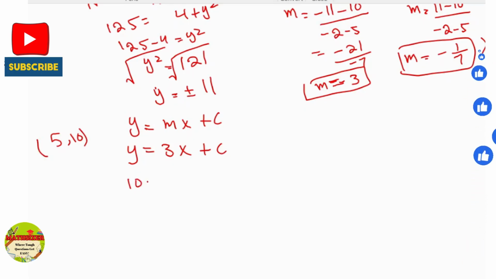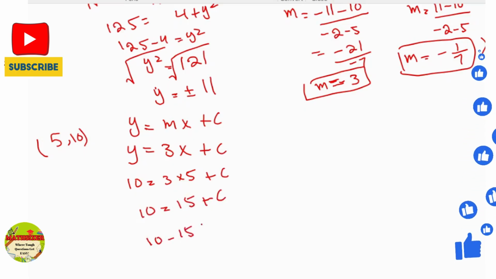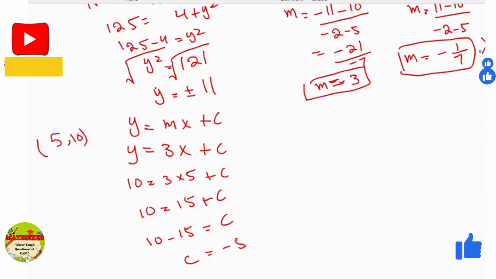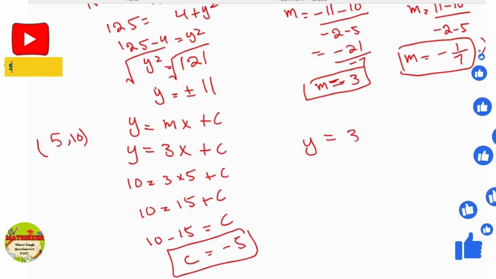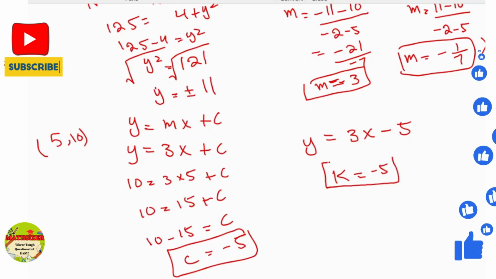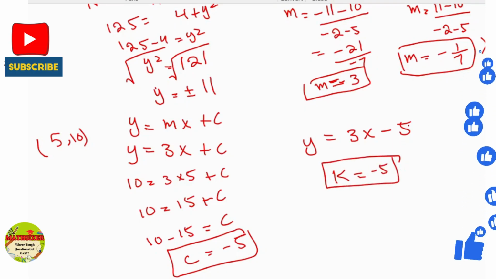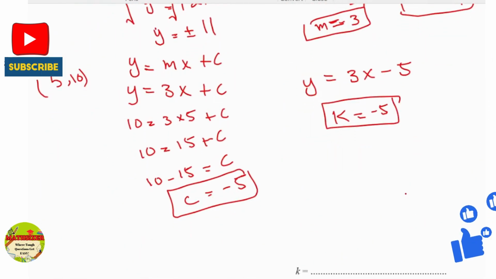So the y value is 10. 3 times 5 plus c is equal to 10, so 15 plus c equals 10, and 10 minus 15 gives c equals -5. So our y-intercept is -5. The equation of the line becomes y equals 3x minus 5. So the c value is -5, which means the k value is -5. This is our y-intercept, and this is the final answer to this question: find the value of k. So the value of k is -5.